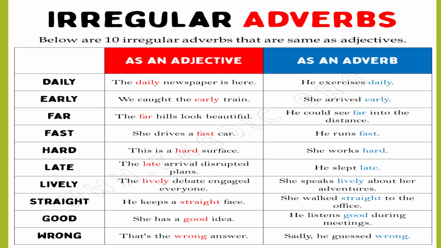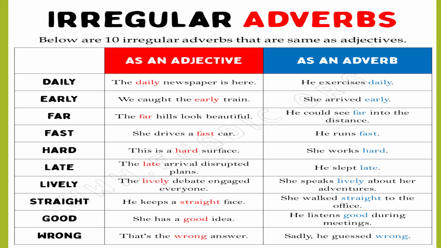Early: we caught the early train. Train is a noun and early acts as an adjective, modifying train. As an adverb: she arrived early. Arrived is a verb and early is an adverb. Far: the far hills look beautiful. Hills is a noun and far is an adjective. Again, as an adverb: he could see far into the distance. See is a verb and far is an adverb.